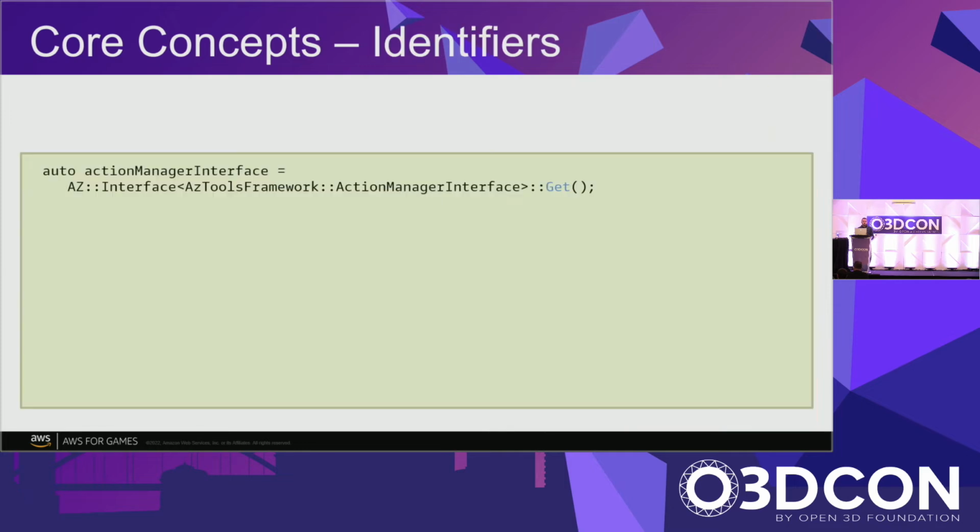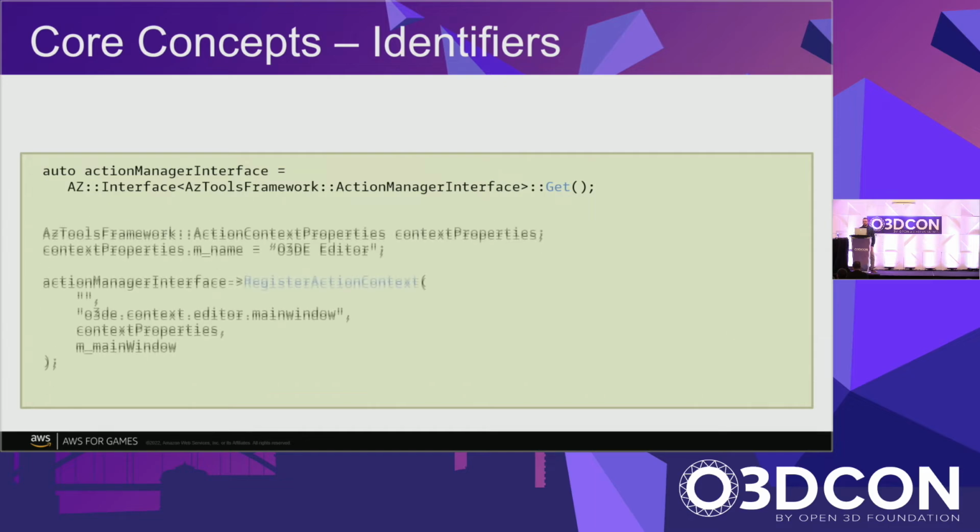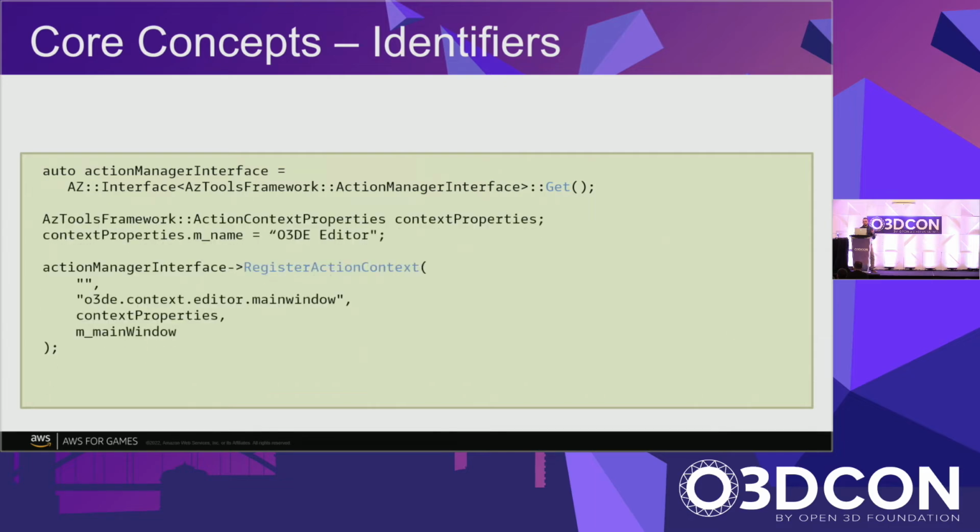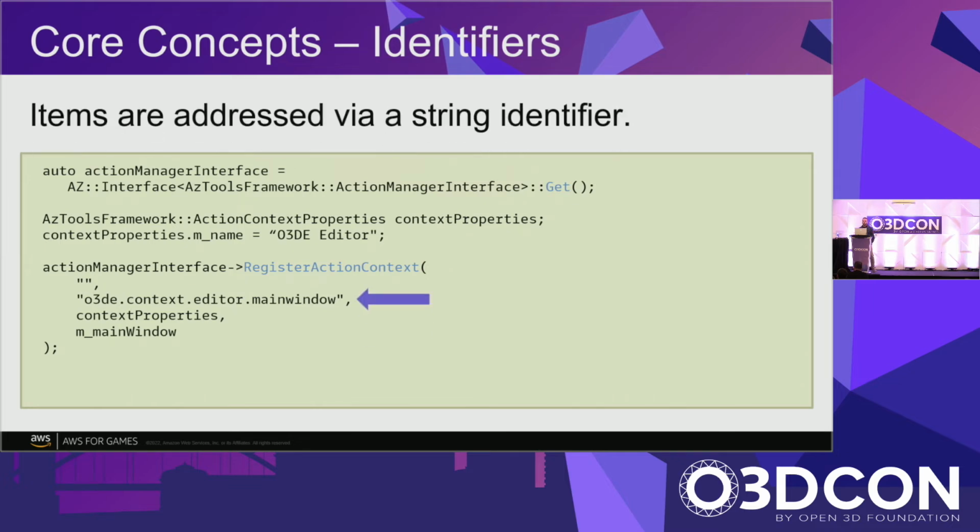Another of the core concepts for the system is identifiers. So in defining all of these different objects, we want it to be possible to access them from many different places. And so we defined the idea of an identifier for actions or contexts or any other element. And in our case, they're going to be string identifiers. So as you can see, for example, this is a sample call for creating a context. We just need to get the interface and then define a few properties for it. In this case, it's just a name.